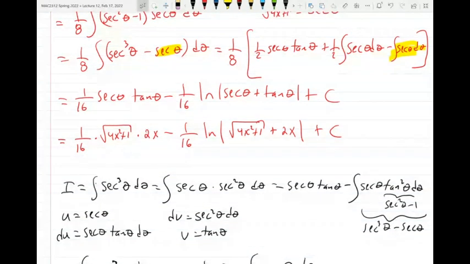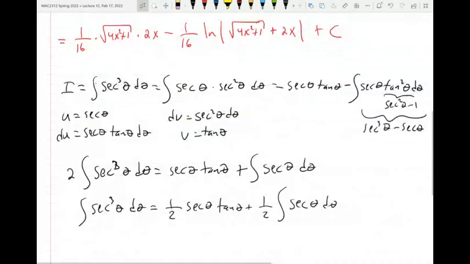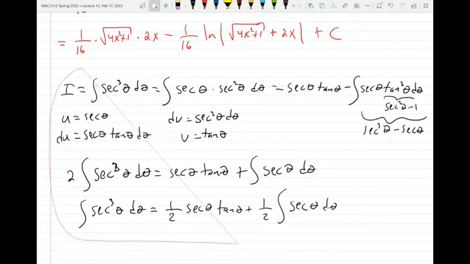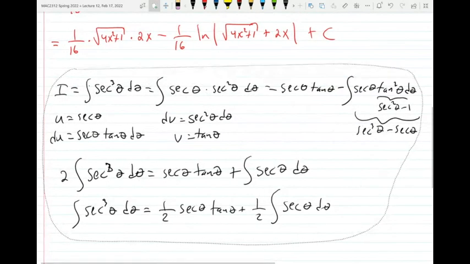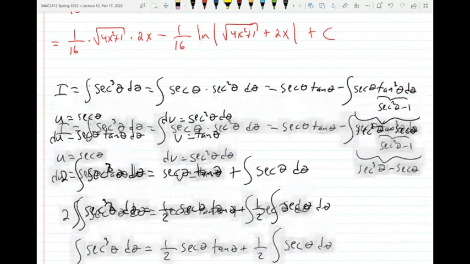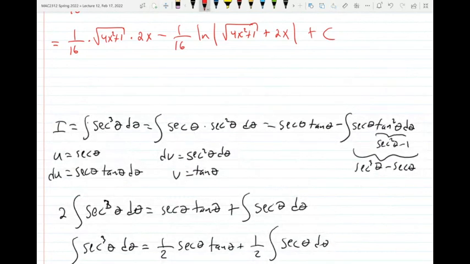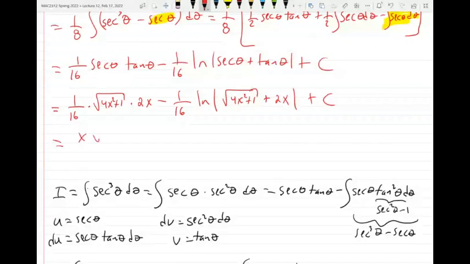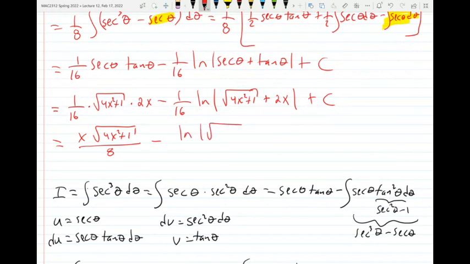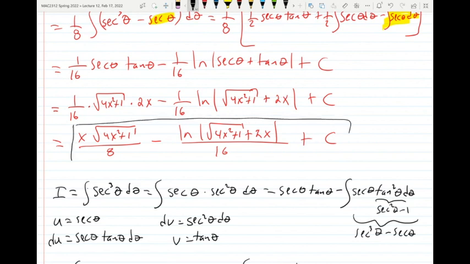And if you want, then you can simplify and write it a little bit nicer. Simplify the 2 with the 16 and so on. So then this becomes x square root of 4x squared plus 1 over 8 minus ln of square root of 4x squared plus 1 plus 2x over 16 plus C. All right, questions?